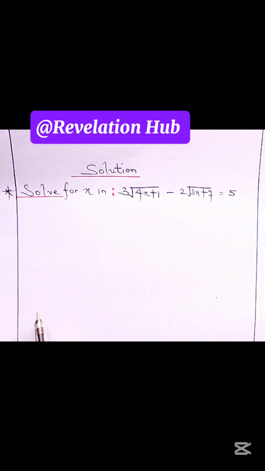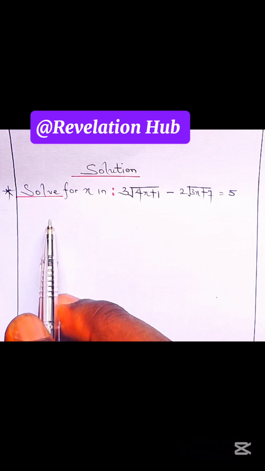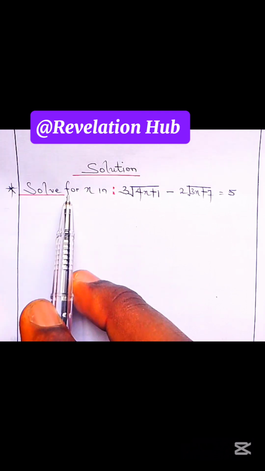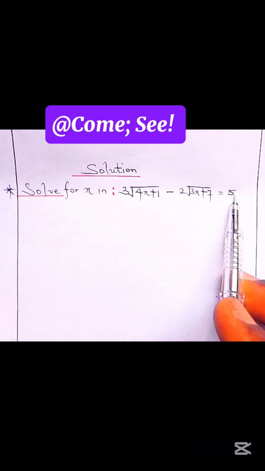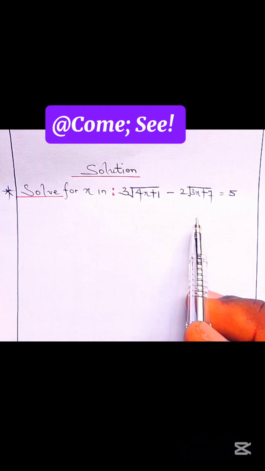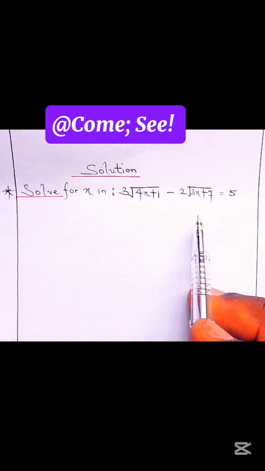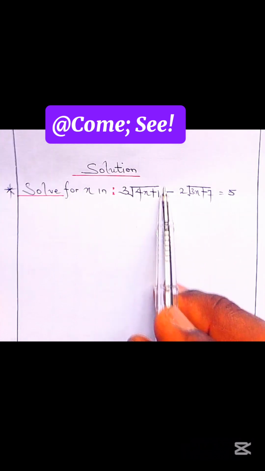Okay, guys, this was the second question we were given in our previous exposition. We are asked to solve for x in 3 root 4x plus 1 minus 2 root 3x plus 7 equals 5. So how do we solve this? We're going to solve it the same way we solved the very first question. We give it the same approach. The first thing we're going to do is send minus 2 root 3x plus 7 to the other side.